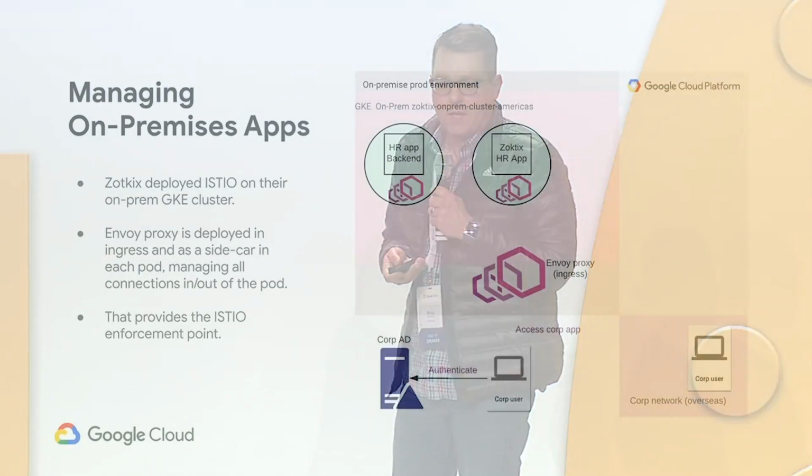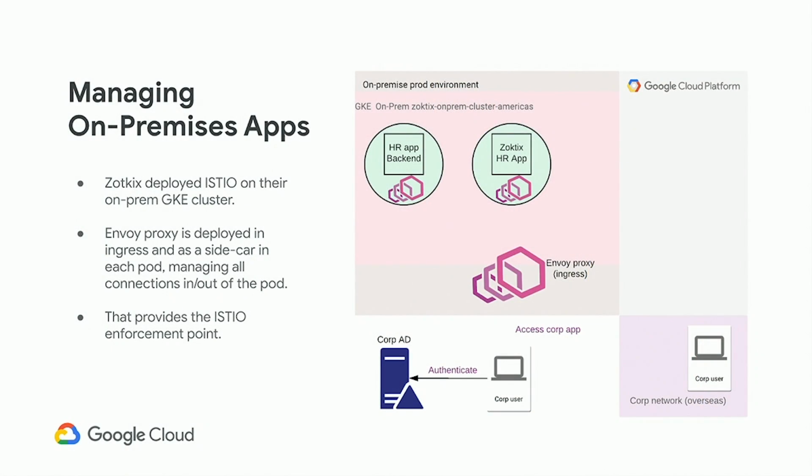So now let's look at how Zoctix can leverage Istio and Google Managed Services to obtain consistent security across a hybrid deployment. First, let's look at how Zoctix addresses access management for the on-premises apps. In the examples, I will show Istio deployed in Kubernetes. In particular, in this scenario, Zoctix has deployed a GKE on-prem cluster. But I would like to emphasize that Istio does not require Kubernetes. It can be used to manage more traditional on-premise data centers.